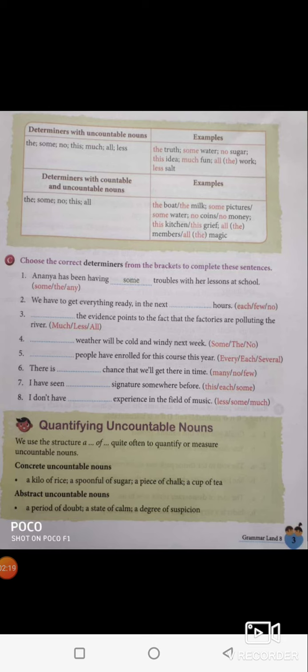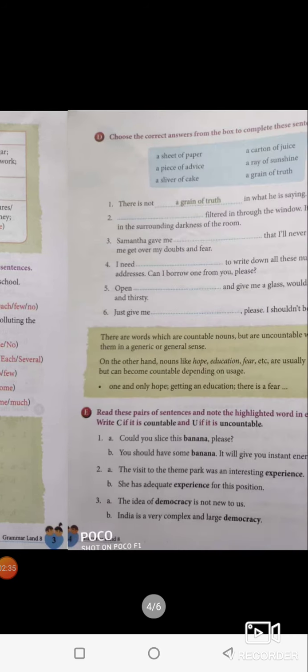When you use these abstract nouns and we want to use them like countable nouns, then we should use a period of doubt, a state of calm, a degree of suspicion.